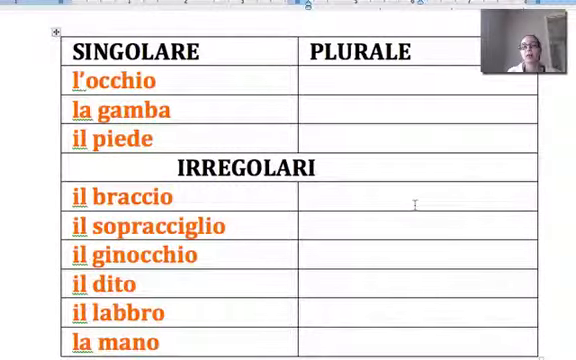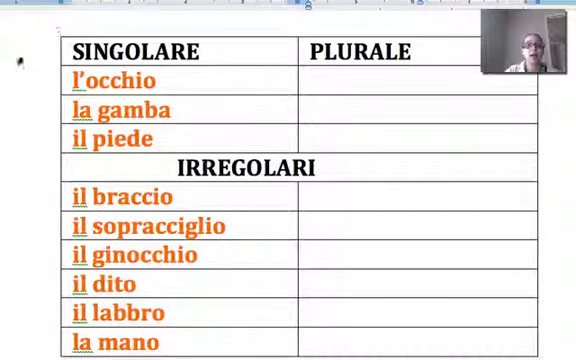With parts of the body, we have a lot of irregular plurals. So first of all, I'm going to go through some regular plurals, just normal plurals, just as a reminder of what the rules are. So for example, l'occhio, the eye. If I want to make that a plural, there are two things I need to do.